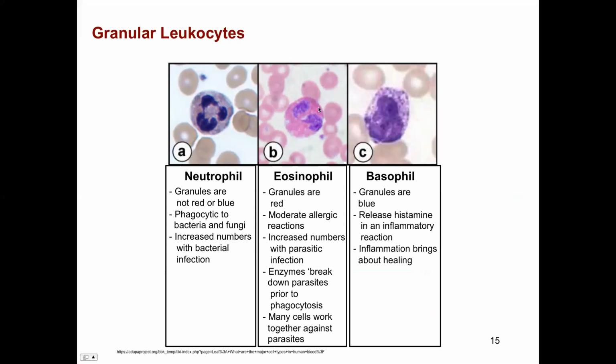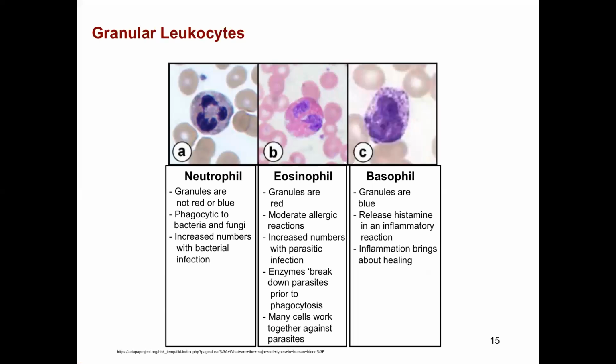Eosinophils, their granules look red. Okay, so you can see the nucleus still looks like that, but they have granules that you can see. They're red, and they moderate allergic reactions. Their numbers will go up if you have a parasite. Okay, so how does that work? Well, they're not big enough to phagocytose a whole parasite, but these granules have enzymes that can break down a parasite, and then they can phagocytose little chunks of the parasite. Okay, so there's going to be many, many eosinophils working together to help fight a parasite.